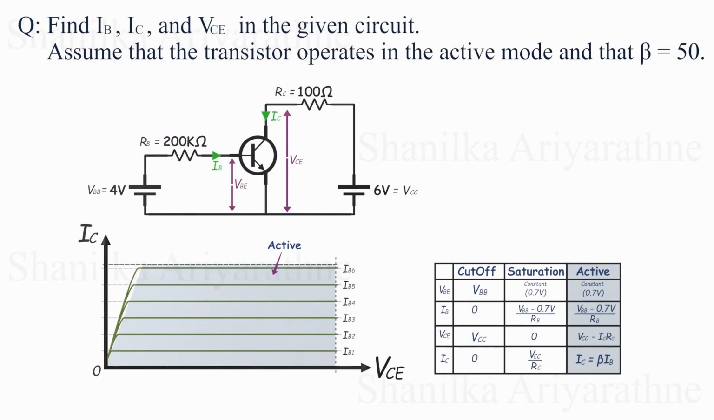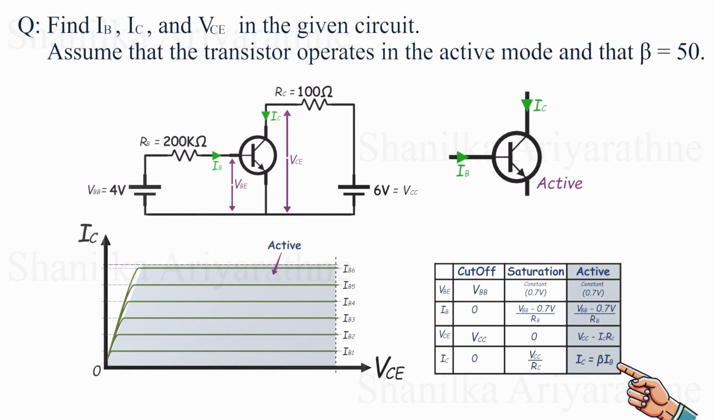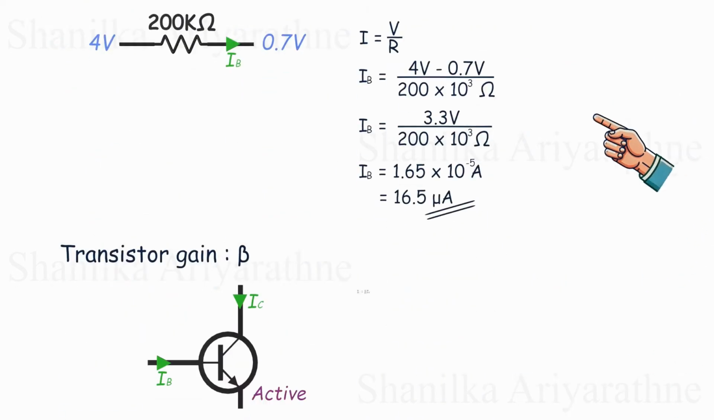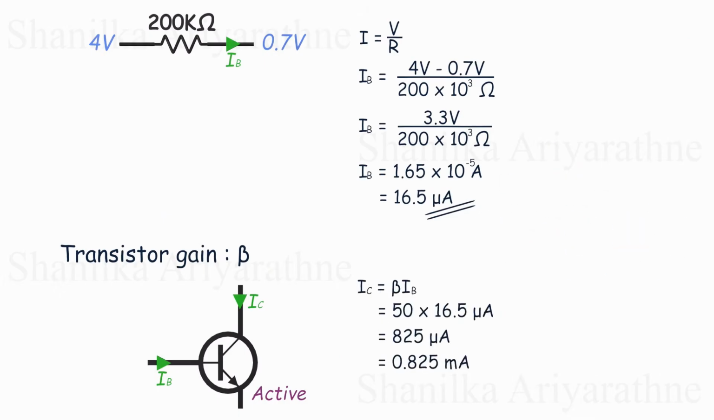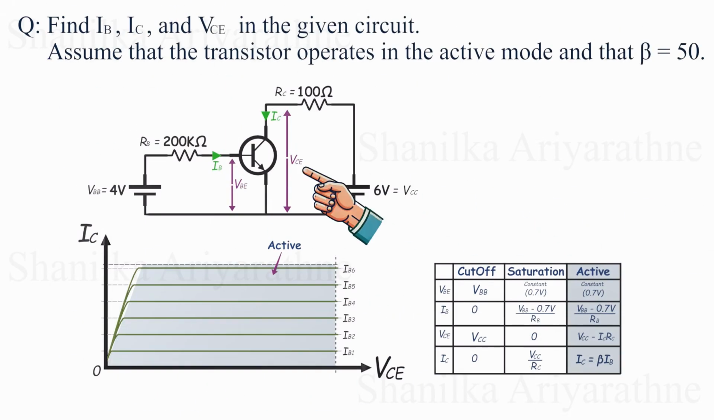Next, let's find the collector current, IC. Since the transistor is operating in the active region, we know that IC is equal to the gain multiplied by IB. The gain, also known as beta, is given as 50, and we already calculated IB as 16.5 microamps. So IC equals 50 times 16.5 microamps, which gives us 825 microamps, or 0.825 milliamps, and there you have it. IC is 0.825 milliamps. Now finally, let's calculate VCE, the voltage across the collector and emitter.